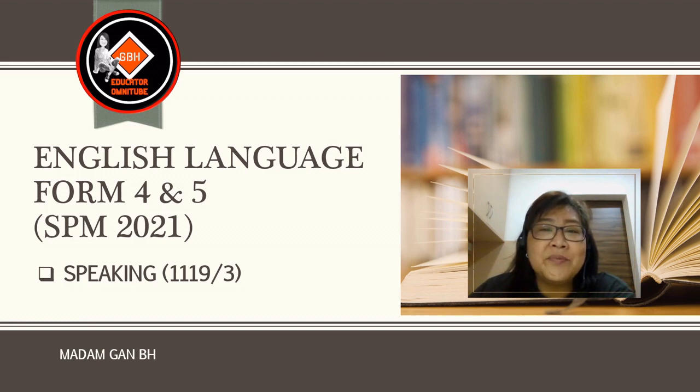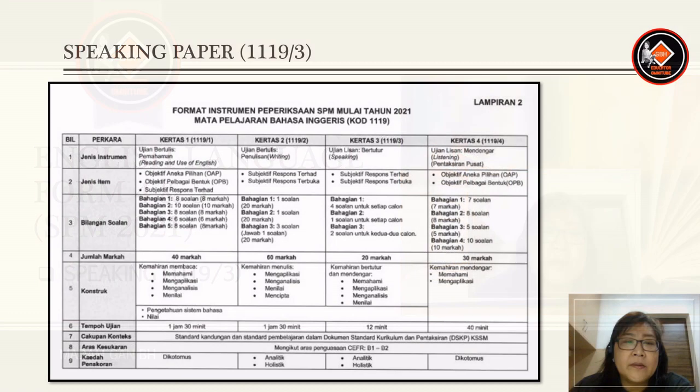So the code is 1119/3. This is the speaking paper, and then you can see that it is paper 3, which is for speaking. Paper 1 will be for reading, paper 2 will be for writing, paper 3 is speaking, and paper 4 is listening.